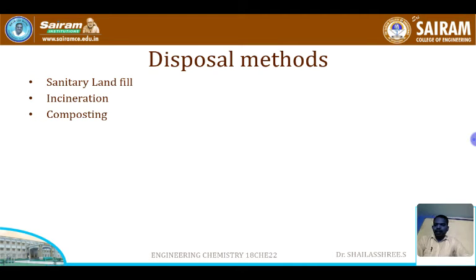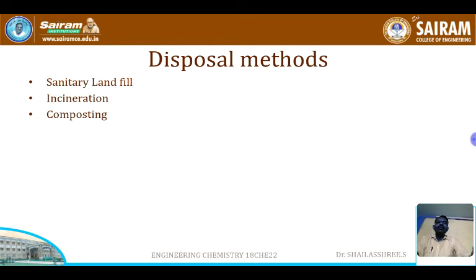Next, composting. Composting is a very good method where biodegradable waste, all the vegetable waste, that is kitchen waste and food, is decomposed in a proper manner to get good quality manure which is used for agriculture purposes. This is the actual way.